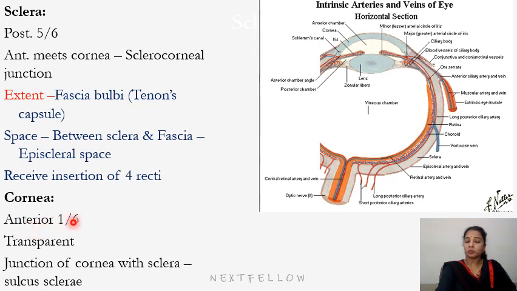Next, cornea, which makes the anterior 1/6 of the eyeball and it is transparent. It is transparent because of the uniform arrangement of collagen fibers, and it is an avascular layer. The junction between the cornea and sclera is called the sclerocorneal junction or limbus, which is also called sulcus sclerae.